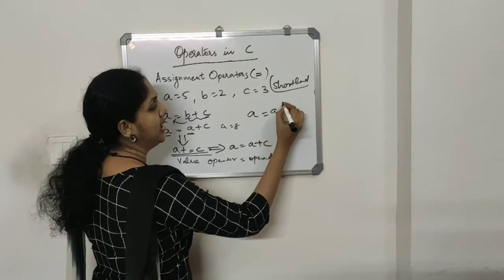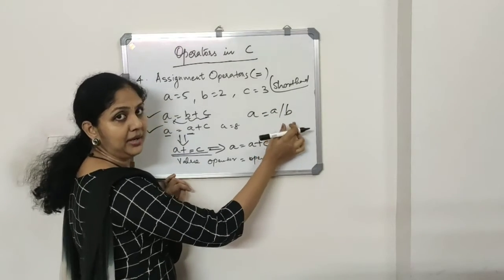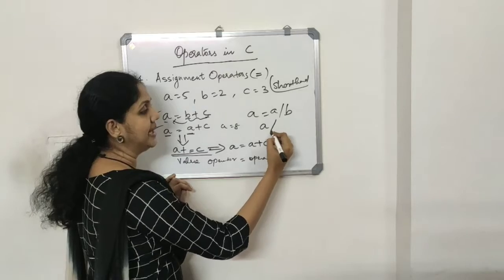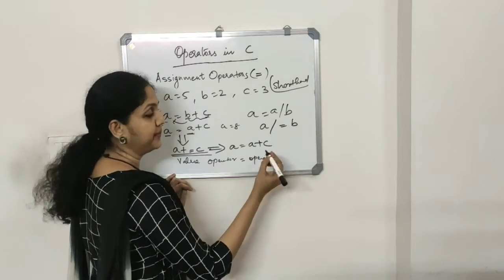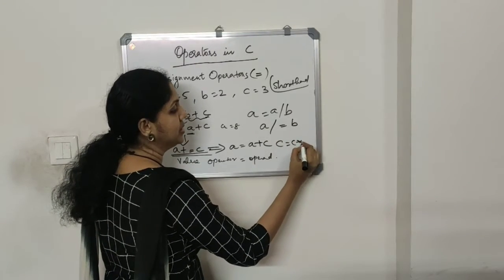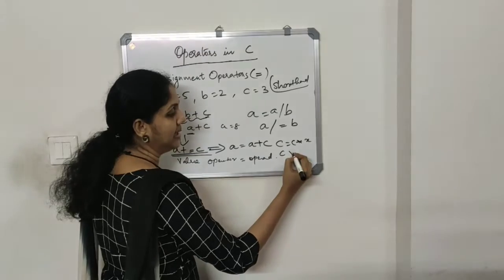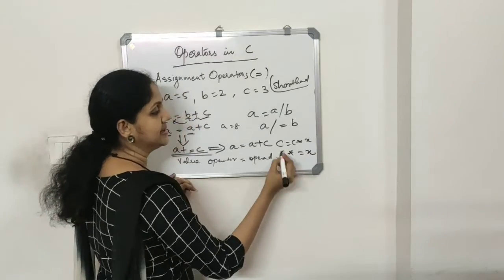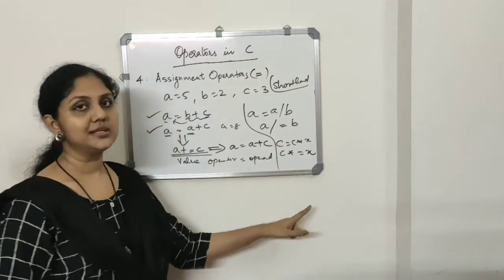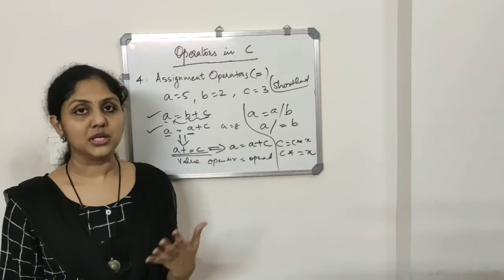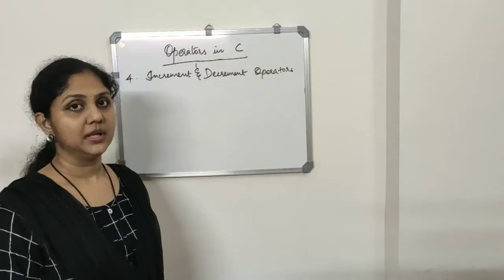A is equal to A by B, A divided by B. I can write like this: A divided is equal to B. C is equal to C into X, C into equal to X, C star is equal to X. So this is how you can write. You should write in a shorthand way.